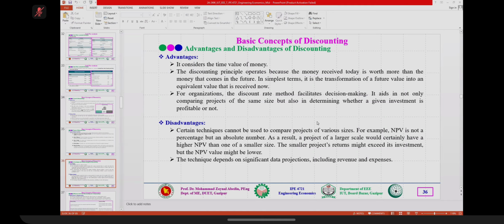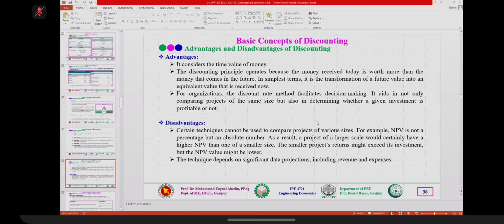For organizations, the discount rate method facilitates decision making. It aids in not only comparing projects of the same size, but also in determining whether a given investment is profitable or not. It's a good term. If you have this amount of discounting value, you can make a decision that the investment is profitable or not.